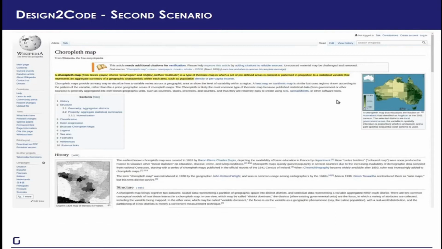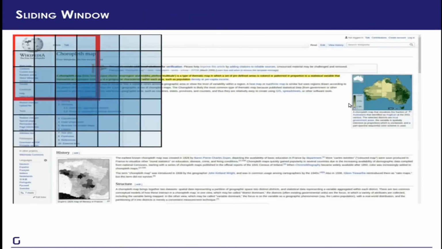If we were to crop out these maps and feed it to the model, it will give me the correct prediction. But it doesn't know what to do if it's given a screenshot of this entire page. So here's what we did. We essentially divide the entire page into squares of size 224 by 224 pixels.